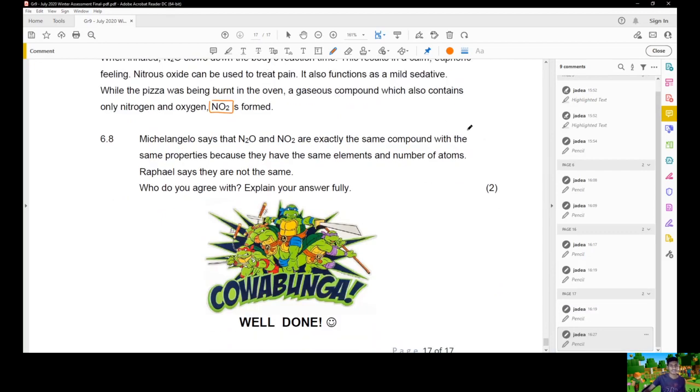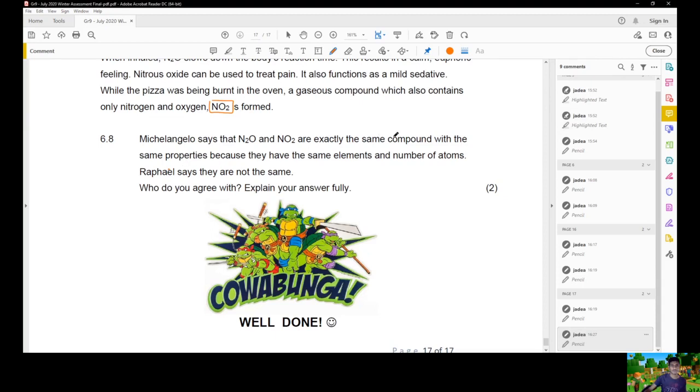Question 6.8. Michelangelo says that N2O and NO2 are exactly the same compound with the same properties because they have the same elements and number of atoms. Raphael says they are not the same. Who would you agree with? Explain your answer fully. So this type of question about criticizing a statement means you have to look very carefully at what they've said and identify the parts that are correct and the parts that are not correct.